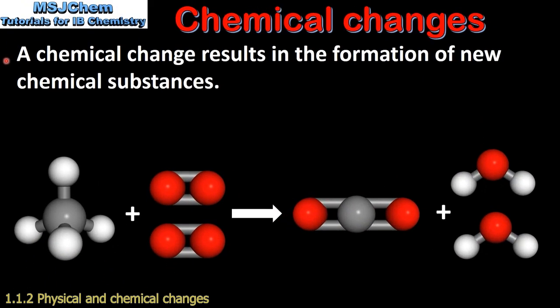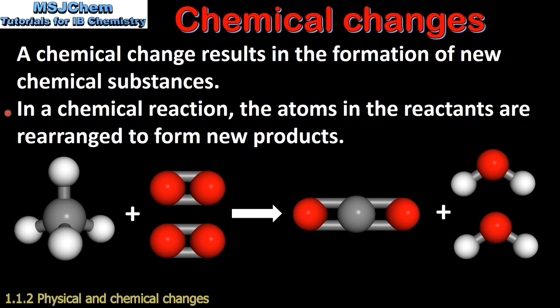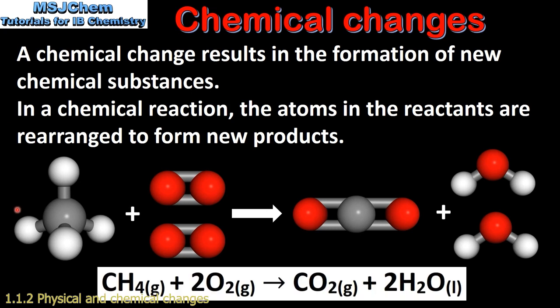Next, we look at chemical changes. A chemical change results in the formation of new chemical substances. In a chemical reaction, the atoms in the reactants are rearranged to form new products. Here we have an example of a combustion reaction in which methane reacts with oxygen to form carbon dioxide and water.